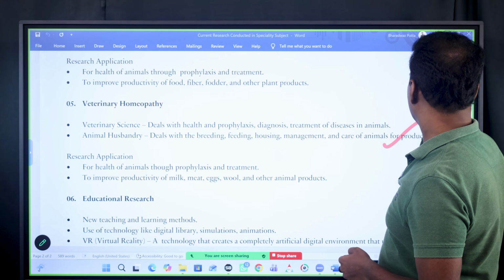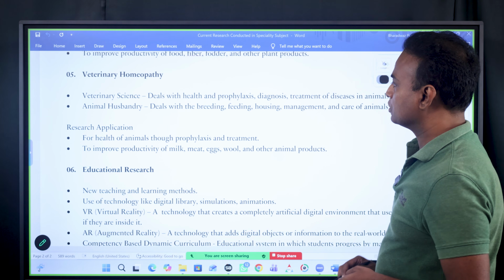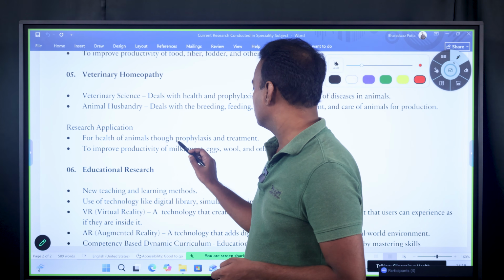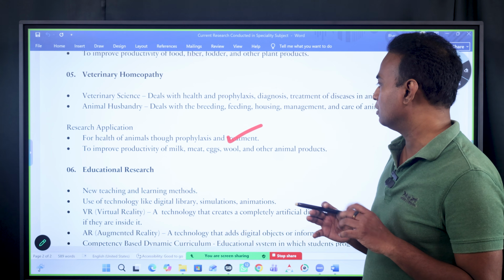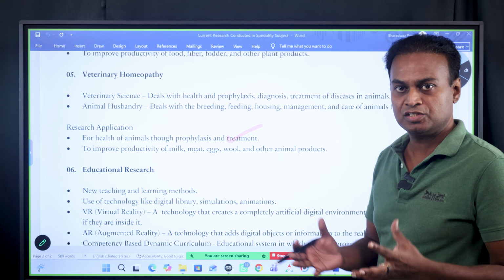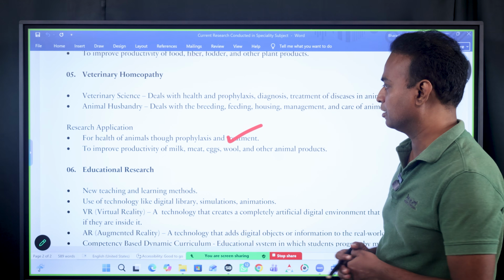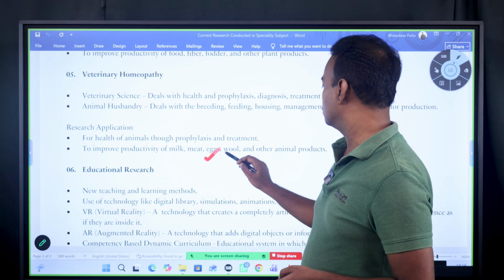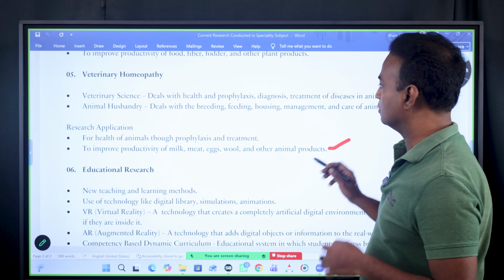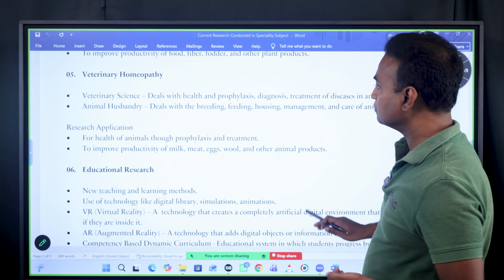So what applications are being developed as of now in this? First one is for the health of animals through prophylaxis and treatment. We are treating the animals and we are giving preventive medicines to the animals, maybe some pet dog or horses or something like that. And also to improve the productivity of milk, meat, eggs, wool and other animal products. Currently the research is being conducted on these lines.